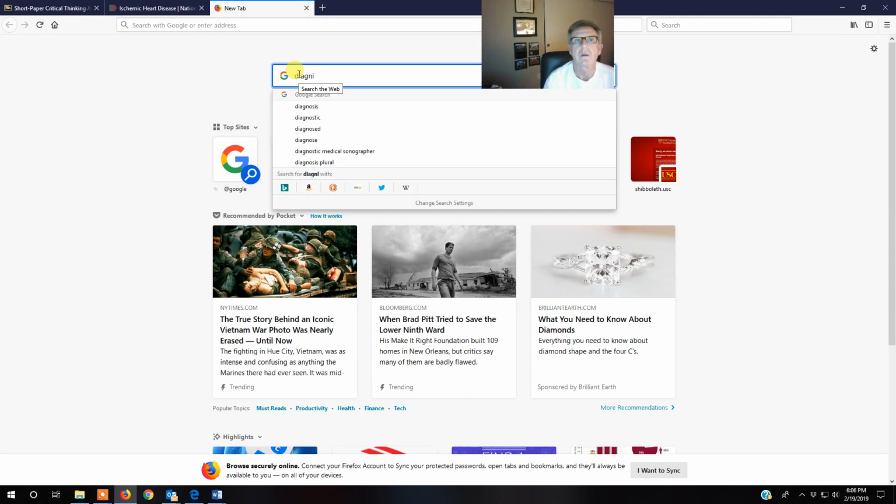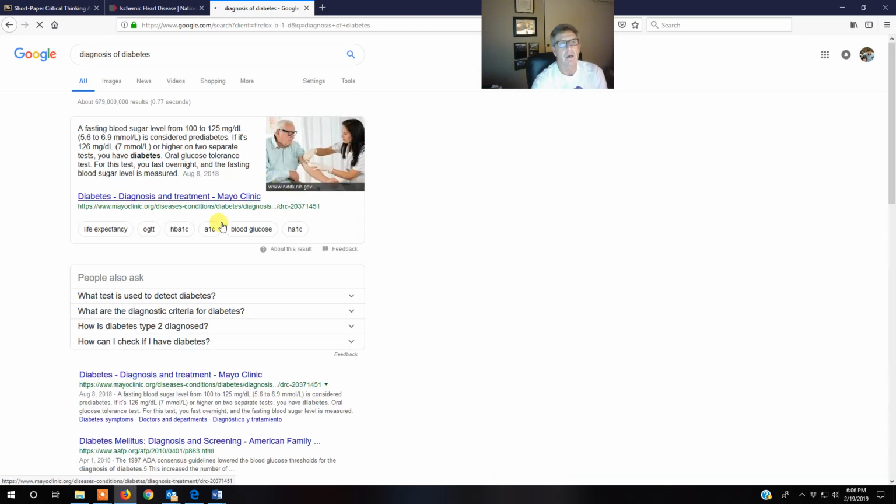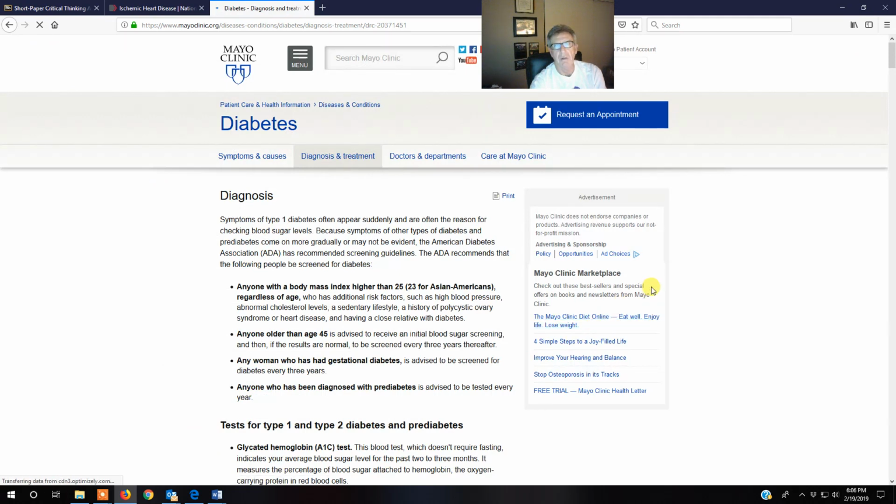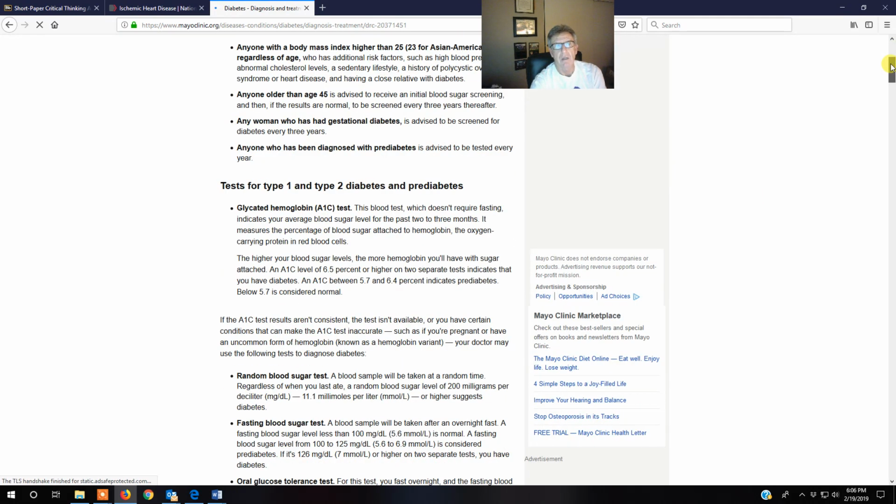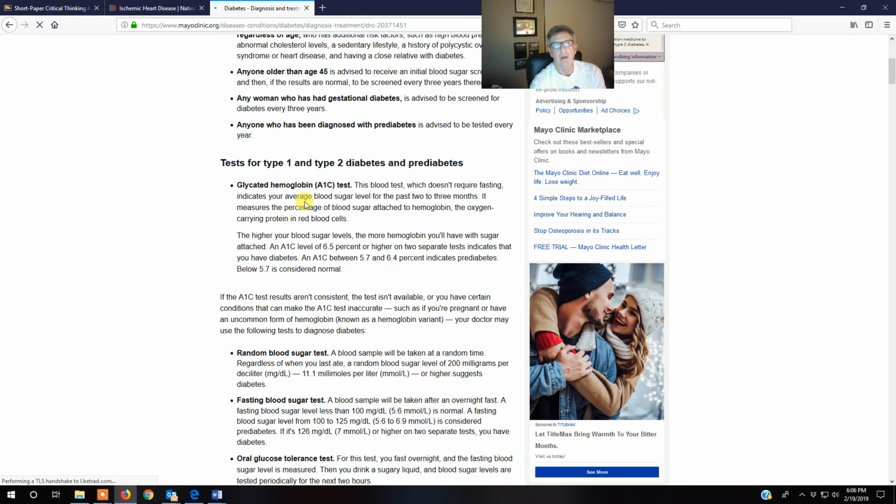I can do a quick one right here, and I would say diagnosis of diabetes. Okay. And so you just go to Mayo Clinic, or you can go to the American Diabetes Association. So I'm going to look at diagnosis and treatment. It tells me exactly what I wanted to see. Okay, type 1, okay, and type 2 diabetes.